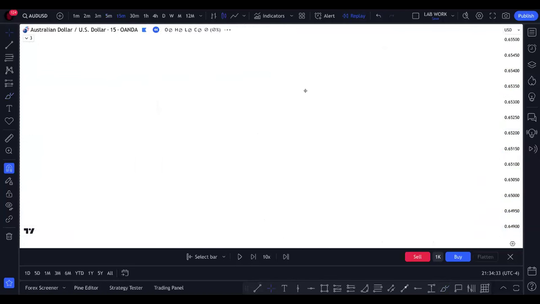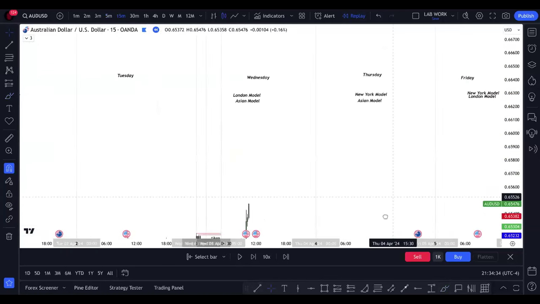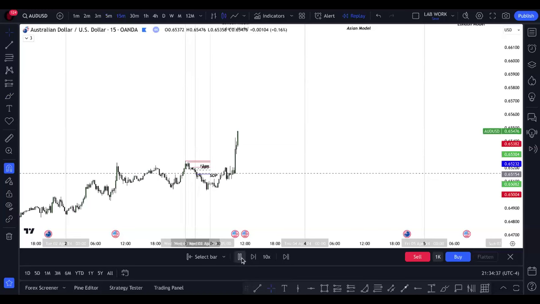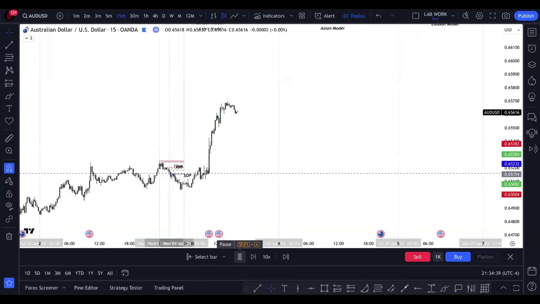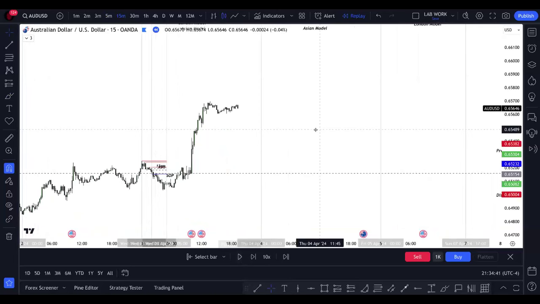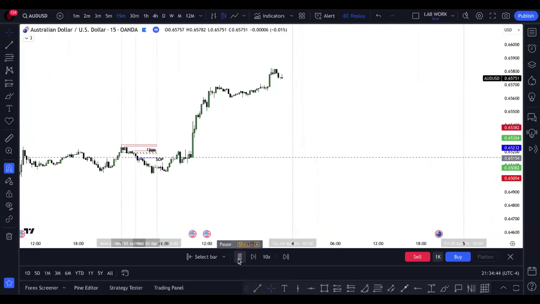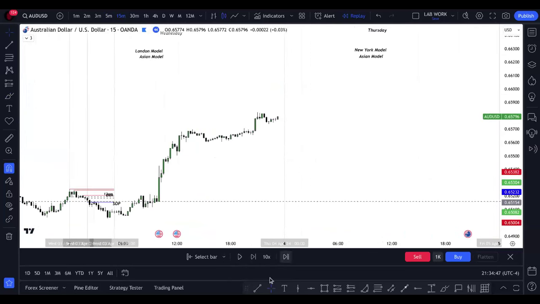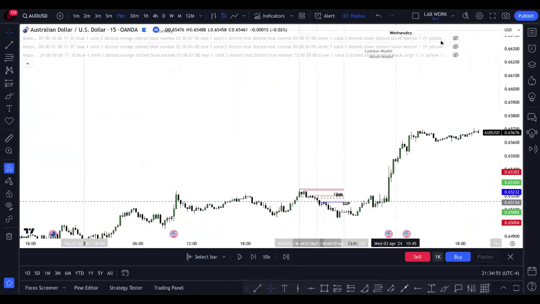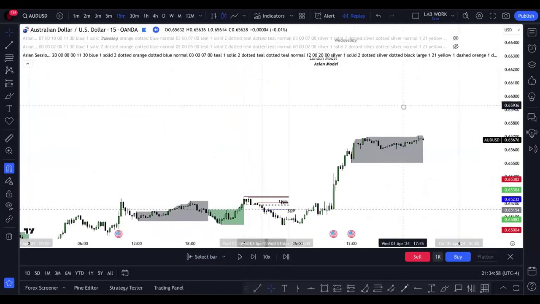Let's take a look at another day. So that's another London model. Oh, Asian model. Wow. First Asian model for AU on Forex Friday. So let's talk about this one. Let's keep playing it through. Going way too far here. Not sure if this is correct, but let's see. Let's double check something. Yeah, looks about right.